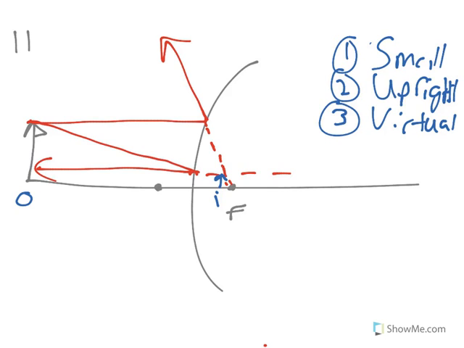So, let's see, looking for reduced, virtual, and upright. So the answer should be D. Number 11, the answer should be D. Yes, okay. So, got number 11.